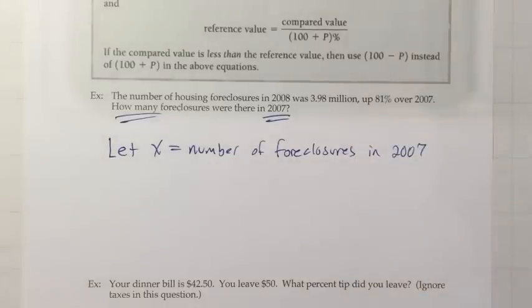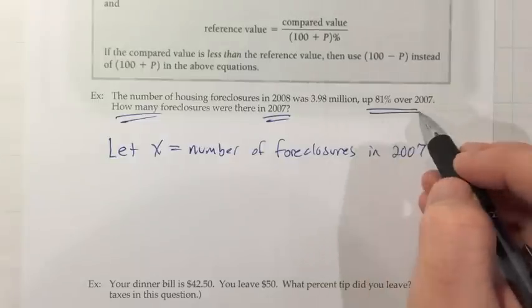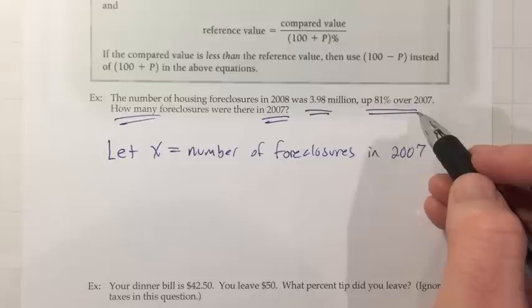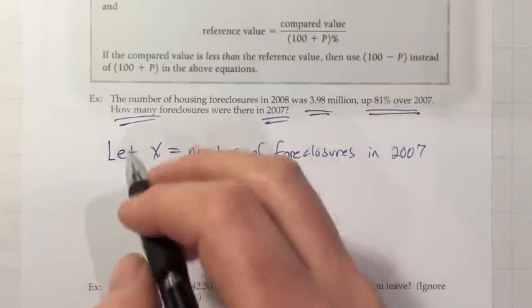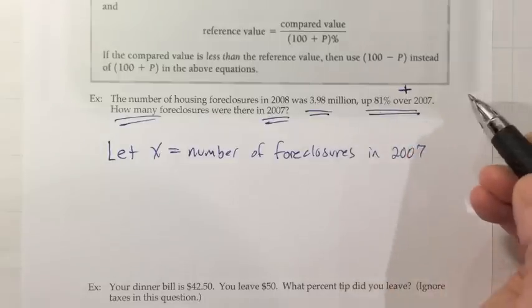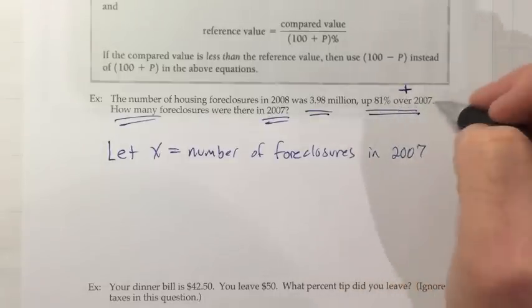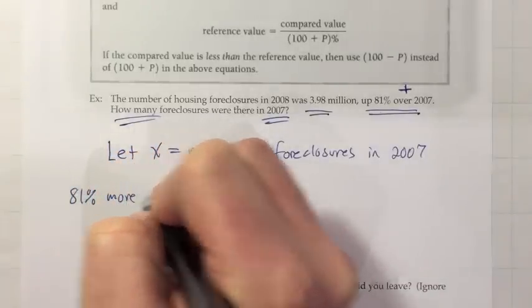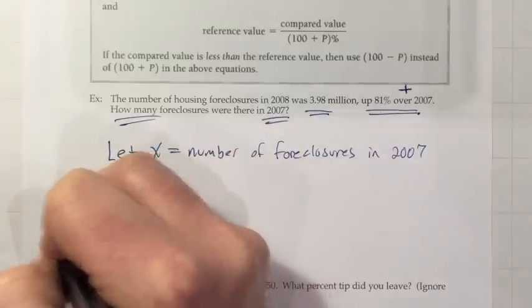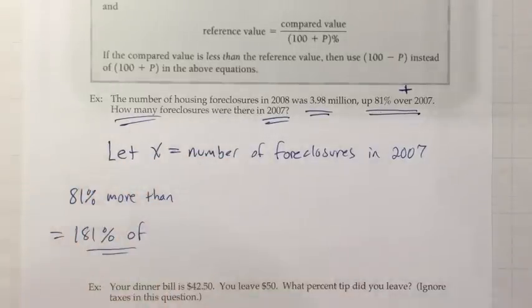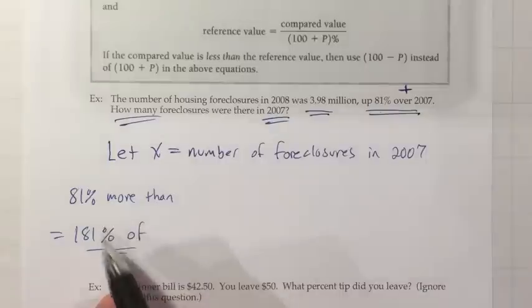And then let's think about what they're saying here. That's up 81% over 2007, or this 3.98 was up 81% over 2007. So the 2008 amount was 81% over, which sounds like addition. And I want to show you that trick. 81% over is the same as 181% of. So 81% more than or over is the same as 181% of. And I want to use that to get a little bit of a faster jump on my equation. And they're saying to do that here too, right? The 100 plus p.